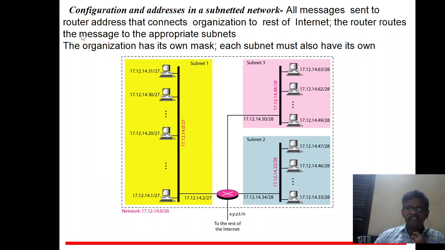All messages are sent to the router address that connects the organization to the rest of the internet. The router routes the message into the appropriate subnet. So based on this address, the router receives these packets. The organization has its own mask and each subnet also has its own mask. So a subnet will have a mask.